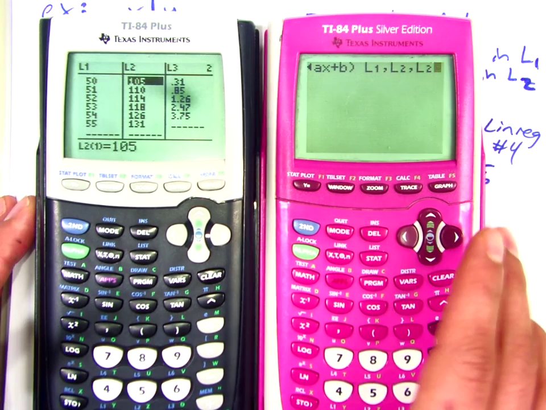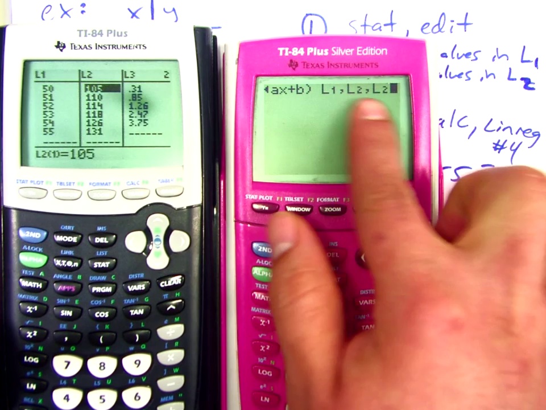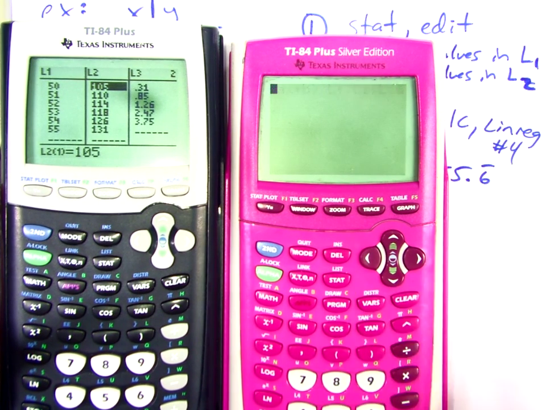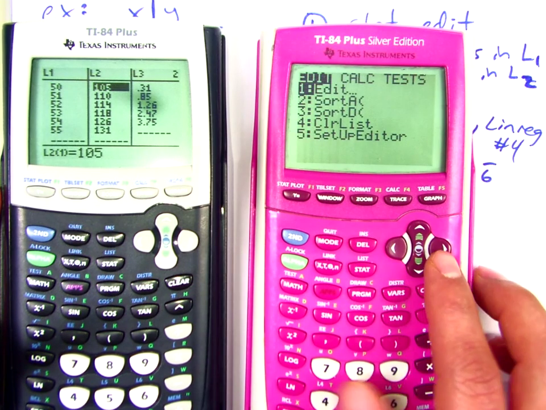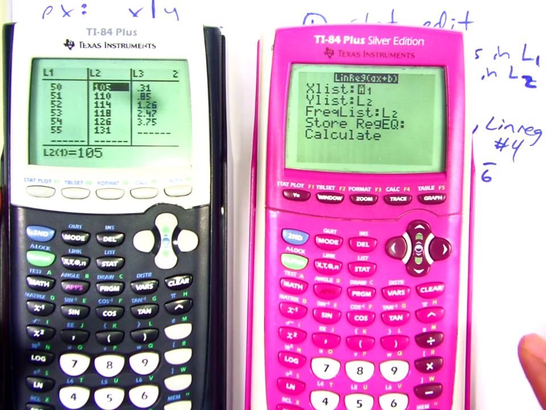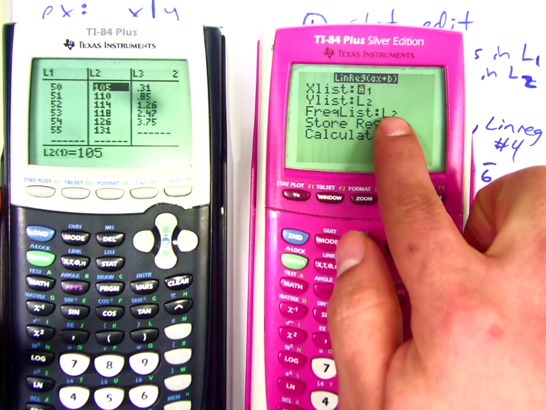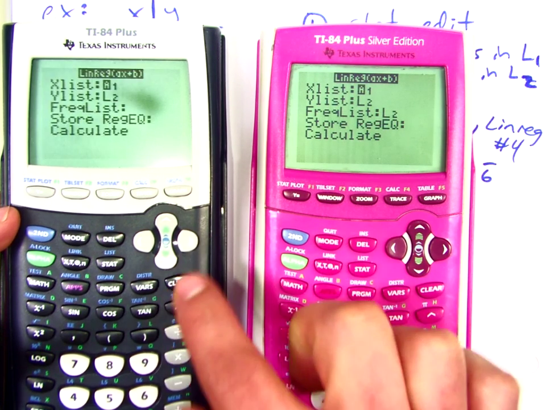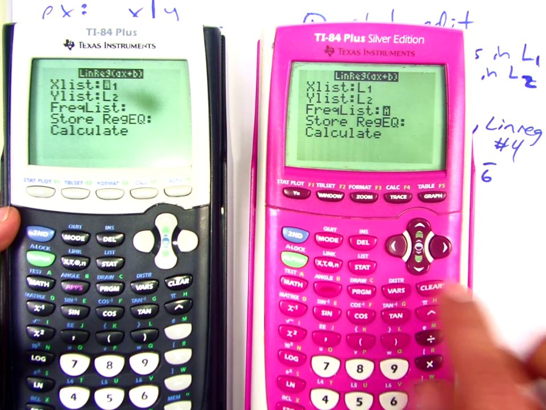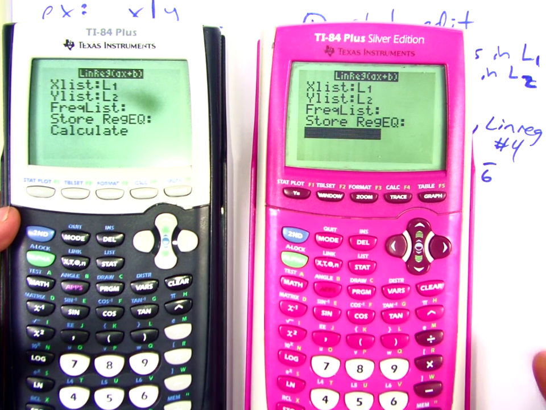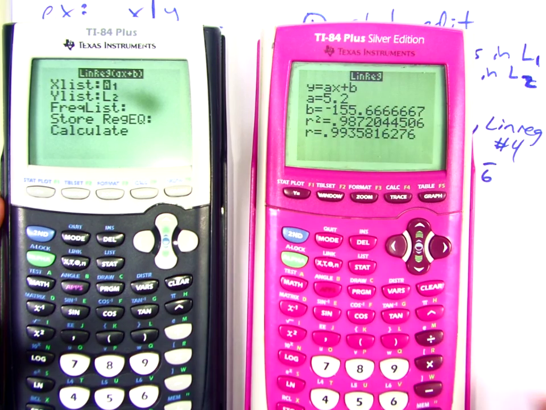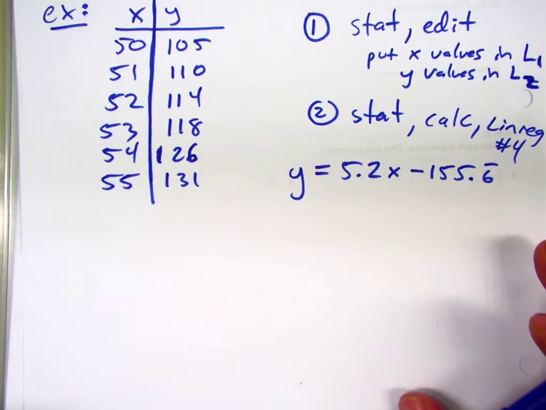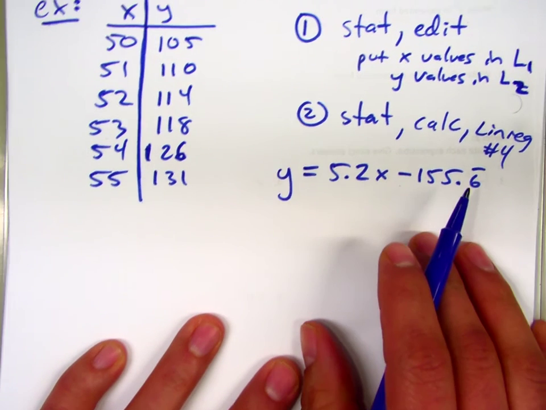Because you did a linear regression with L1, L2, L2. So let's try it again. Stat, calculate, linear regression. Don't have anything in the frequency list. Now you should be good. There you go. Alrighty. So there's your line of best fit.